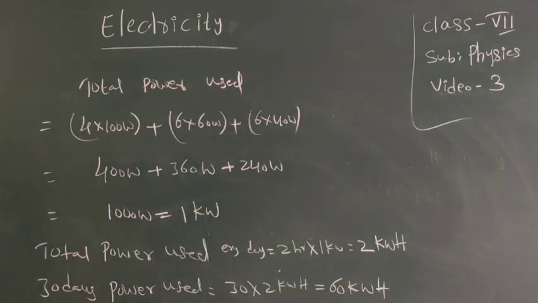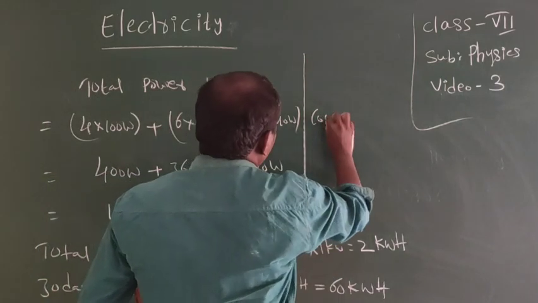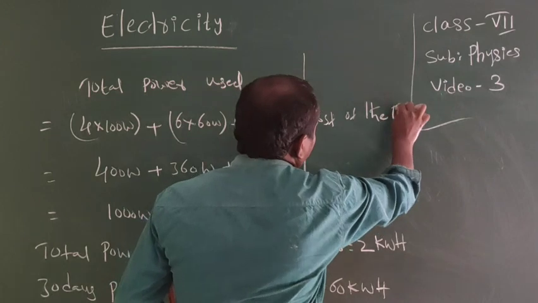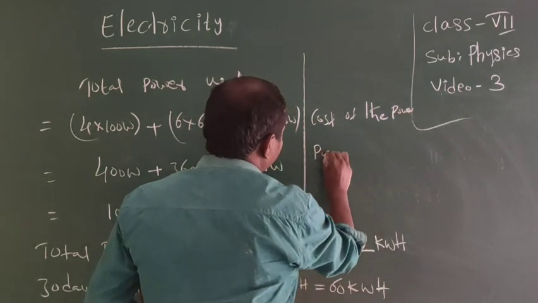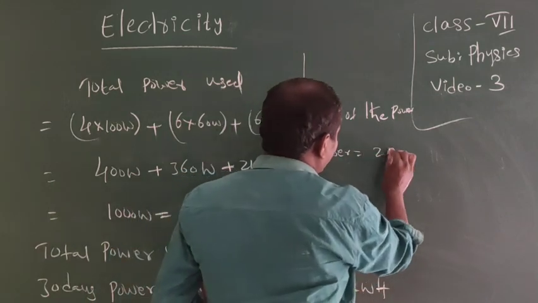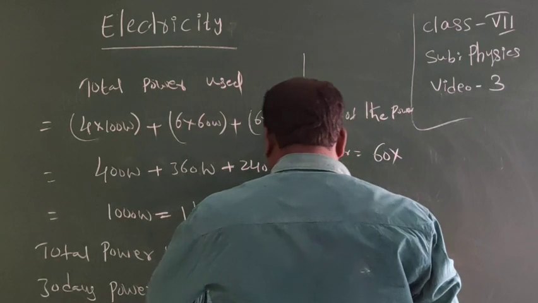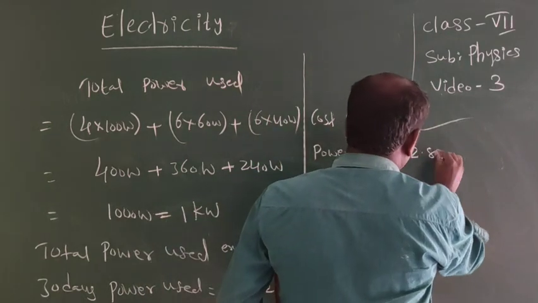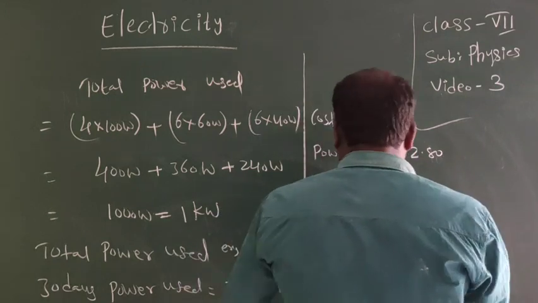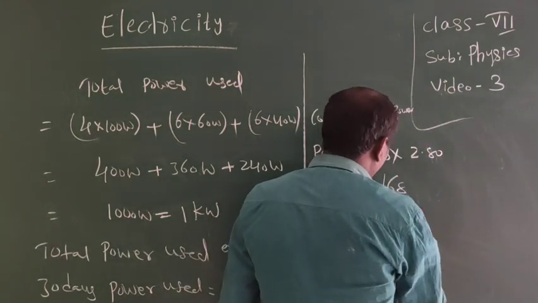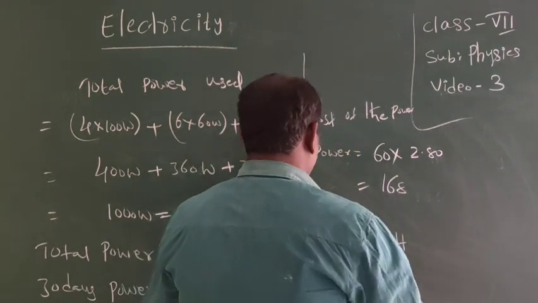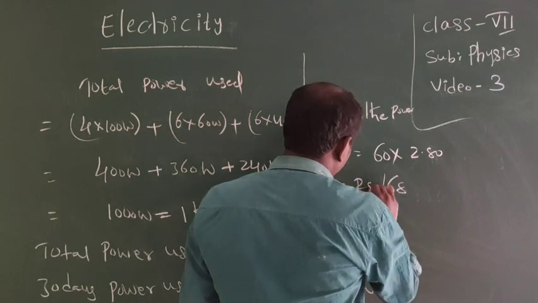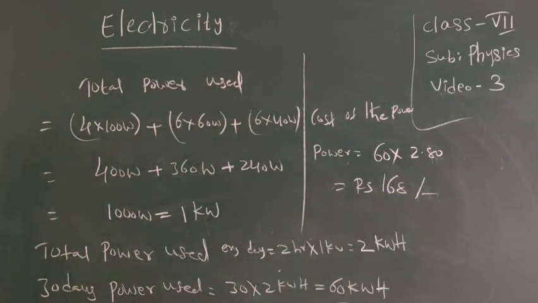Okay, now the cost of the power equals how much here? For 1 unit, that equals 2.80 rupees. Now the cost of the total power equals 60 into 2.80, that equals how much here? 168 rupees. It is the cost of the power.